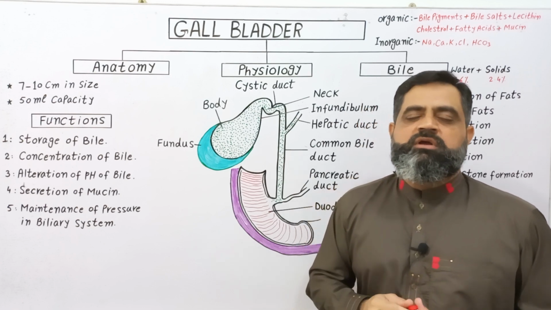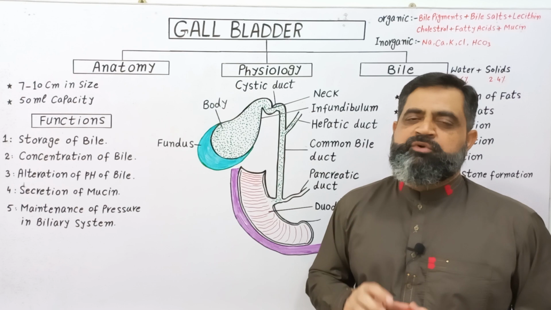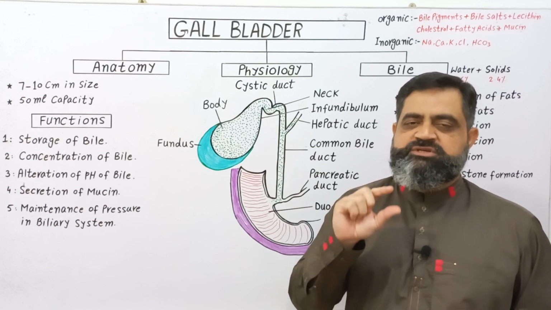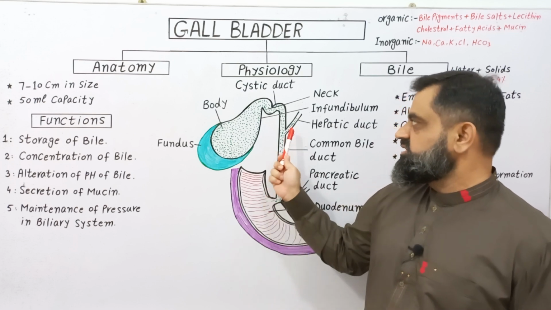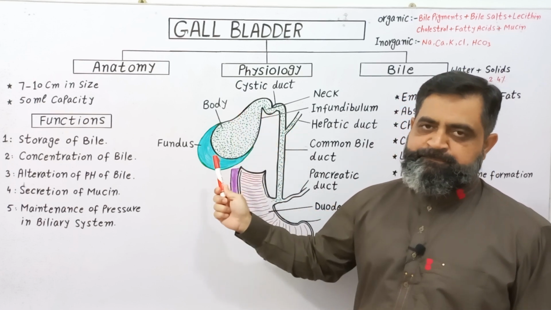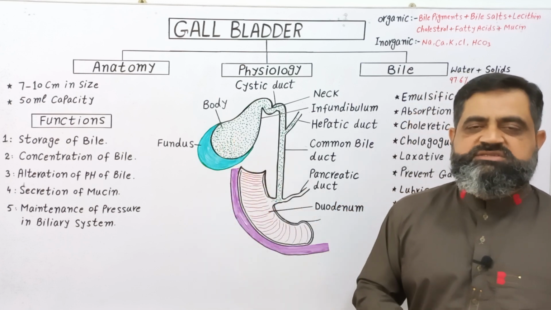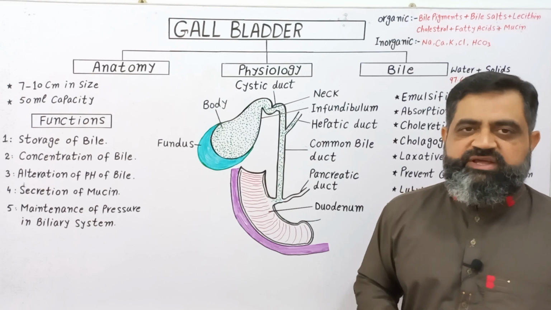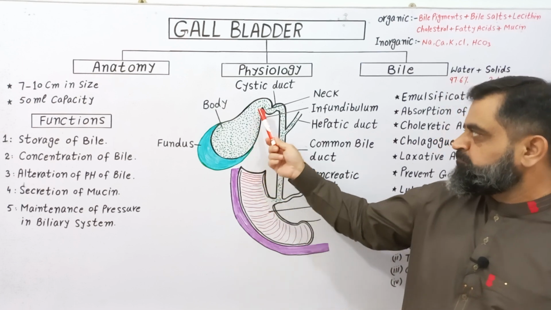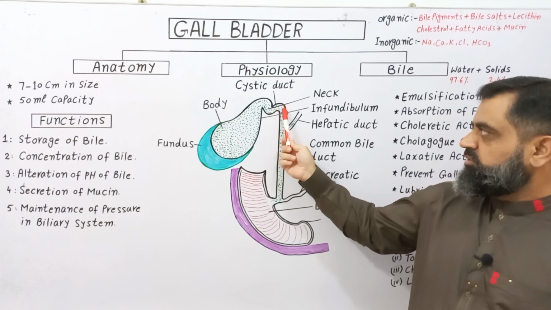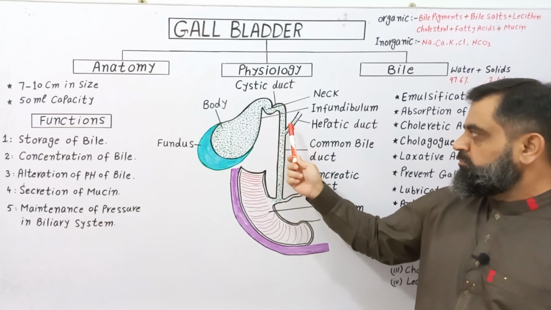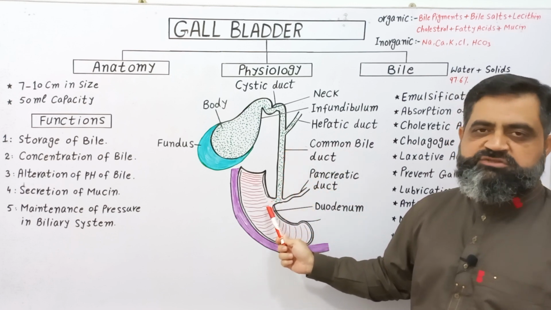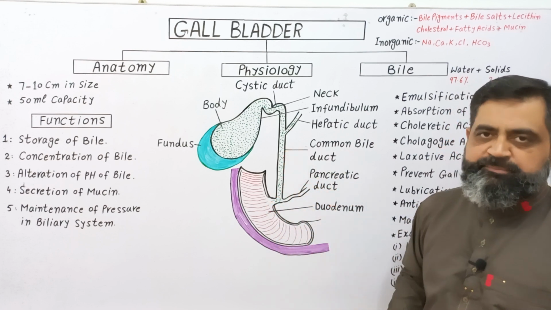The liver breaks down red blood cells and produces bilirubin as well as water and some salts, and produces a secretion which is known as bile, which is then stored inside the gallbladder. Then this bile is secreted into the small intestine, where it helps in digestion. Bile is secreted from the cystic duct into a main duct known as the common bile duct, which opens into the first part of the small intestine, known as the duodenum.